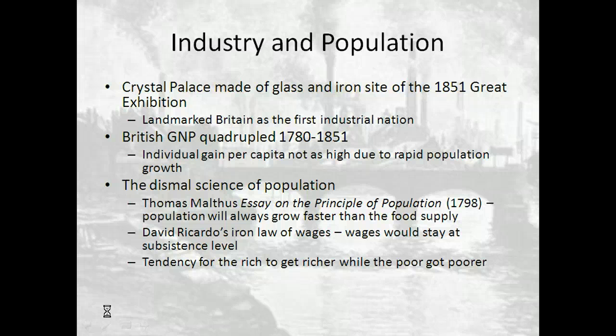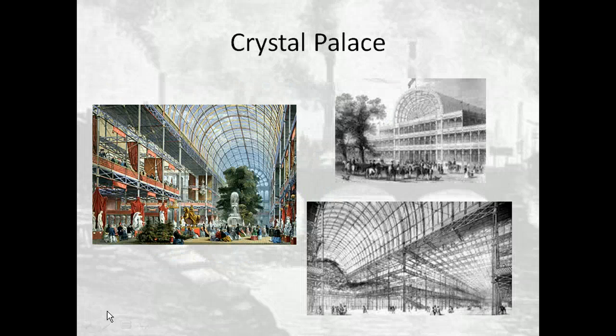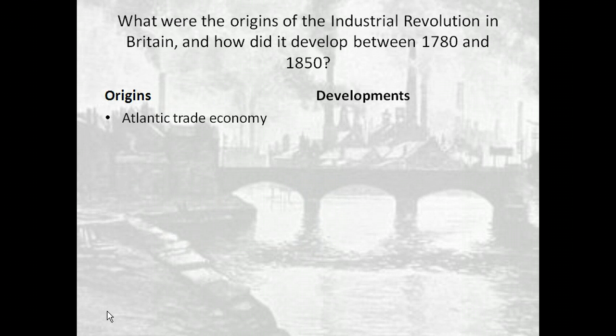David Ricardo came up with the iron law of wages, that wages would stay at subsistence level, that basically the working poor would never make enough money to increase their standard of living because there were just too many of them. There was a tendency then for the rich to get richer while the poor got even poorer, which we'll talk about extensively in class, so I'm not going to belabor that point. These are pictures and images of the Crystal Palace in Great Britain, which is where the exhibition of 1851 was held.